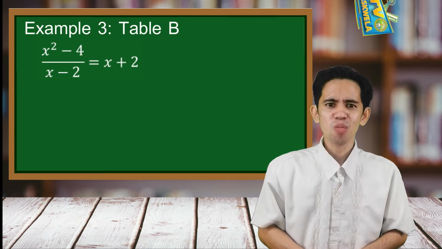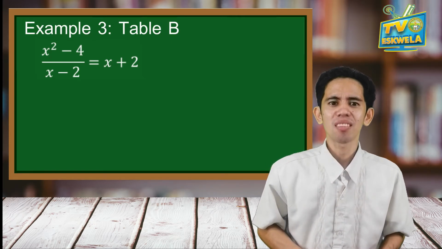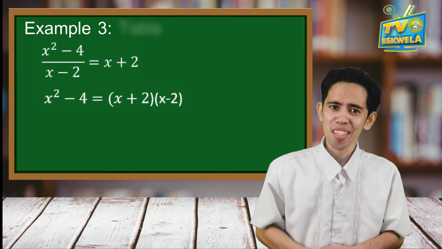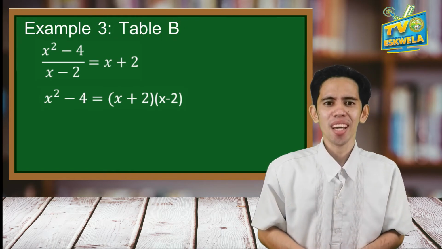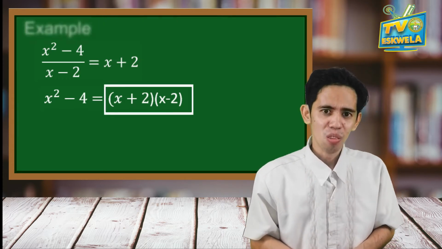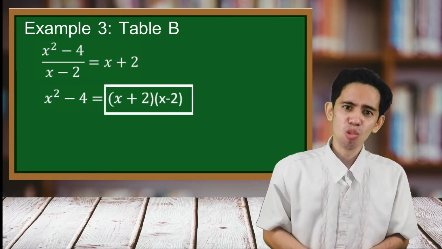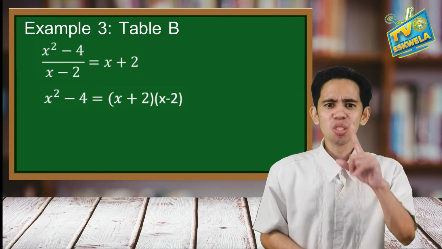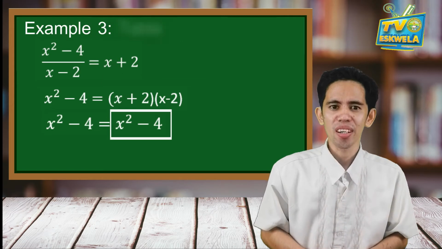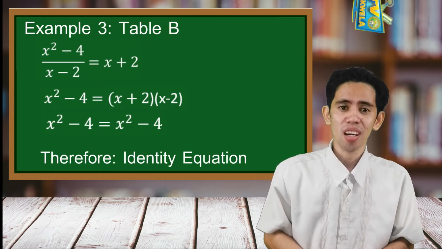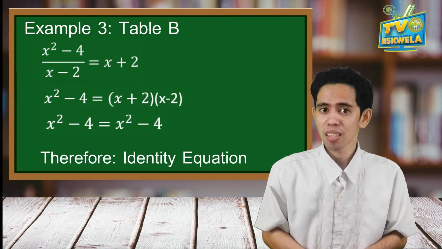Cross multiply and we will have x squared minus 4 is equal to quantity x plus 2 times quantity x minus 2. Simplify the right side of the equation, which is quantity x plus 2 times quantity x minus 2. That is x squared minus 4. Then they are identical because both sides of the equation are the same or equal.